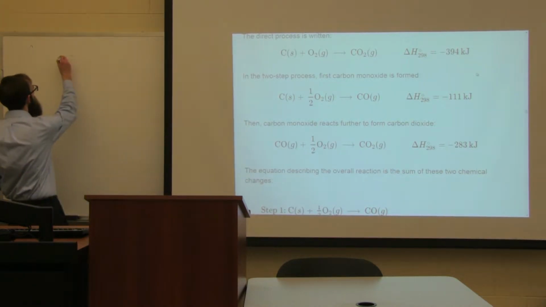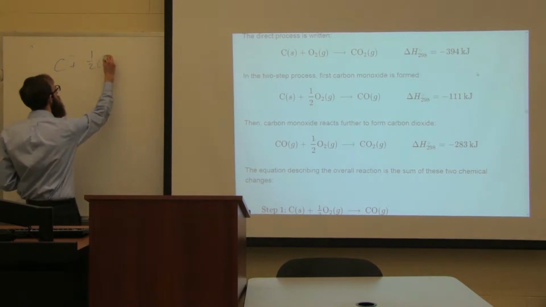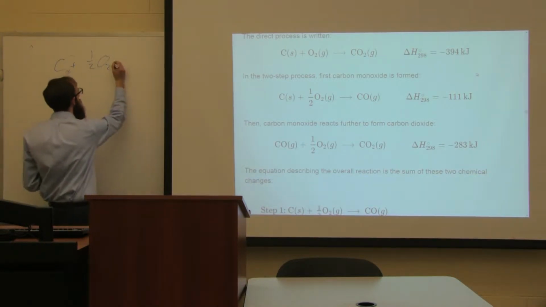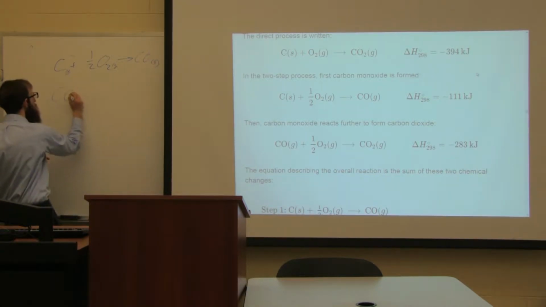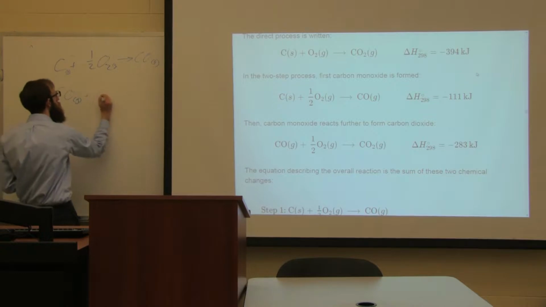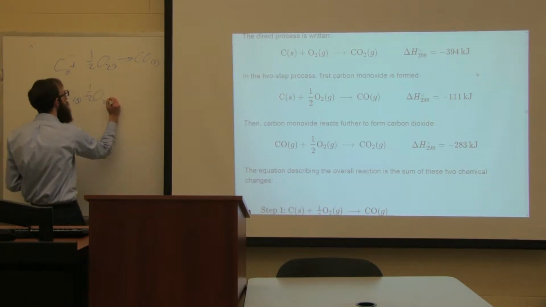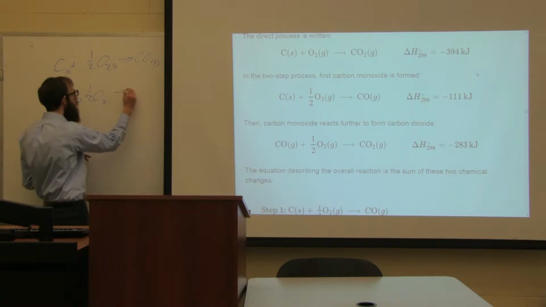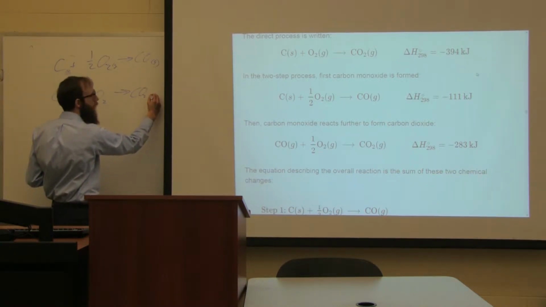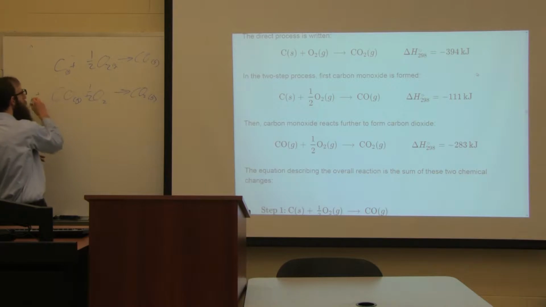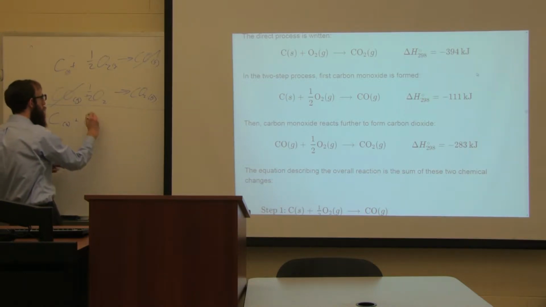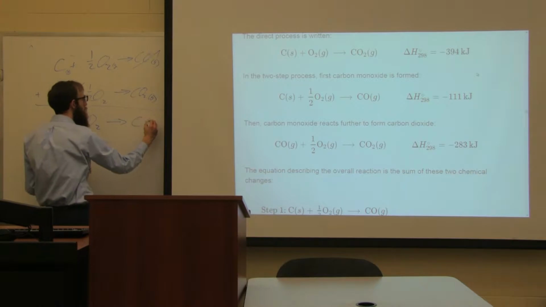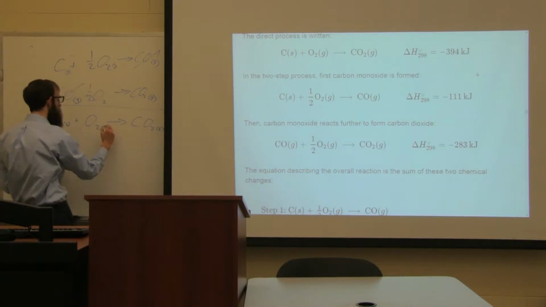If we took C plus 1/2 O2, and this is a solid, and this is a gas, providing CO as a gas, and then we take carbon monoxide as a gas, and we react it with another 1/2 mole of the oxygen, we will wind up with CO2 as a gas. What if we add these things together? The carbon monoxides cancel out. We wind up with carbon as a solid, plus 1 mole of O2 gives us CO2.